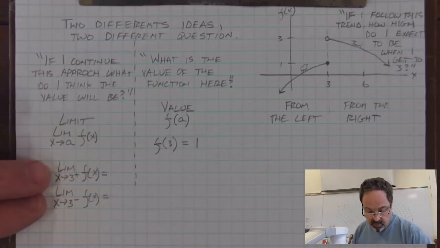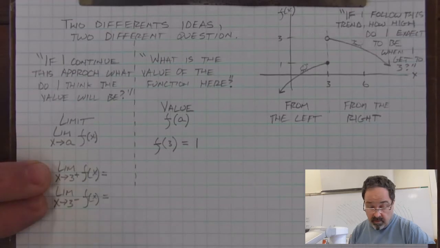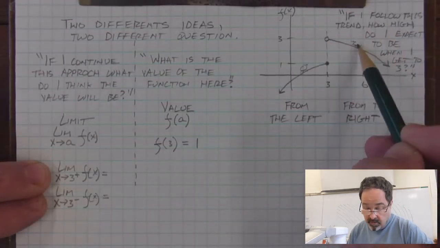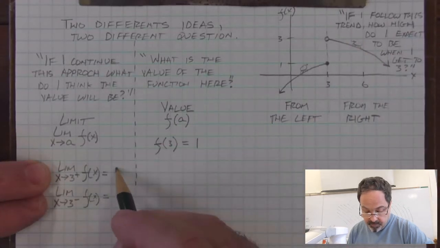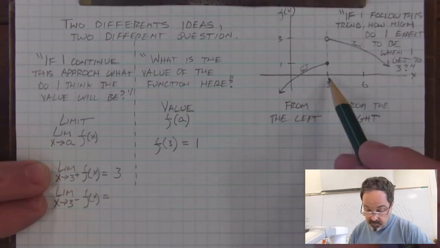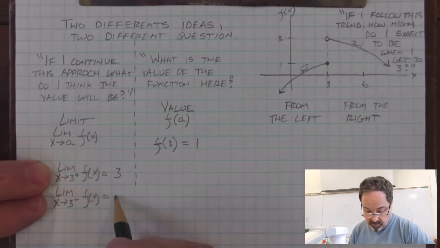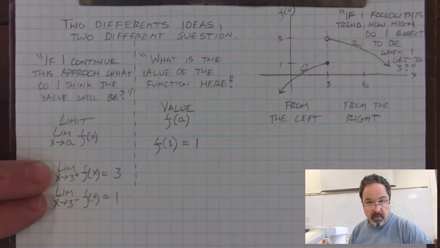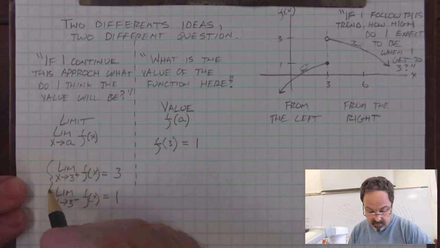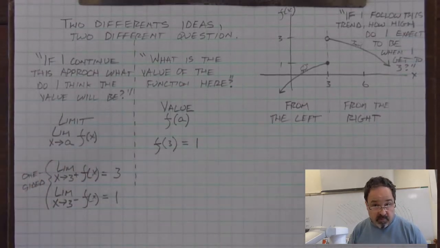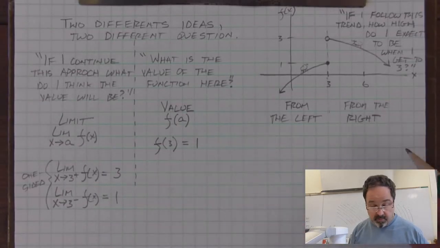And the answers to these two limit questions are different. If I'm approaching 3 from the right, I think I'm going to reach a height of 3. If I'm approaching 3 coming from the left, I think I'm going to reach a height of 1. These two limits are called one-sided limits, because when answering you have to consider what side you're coming from, the right or the left.